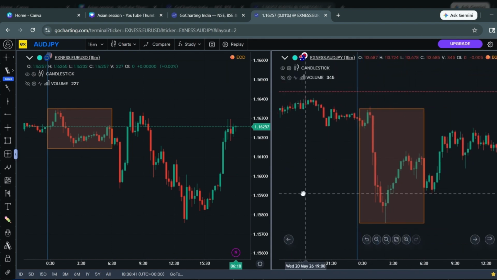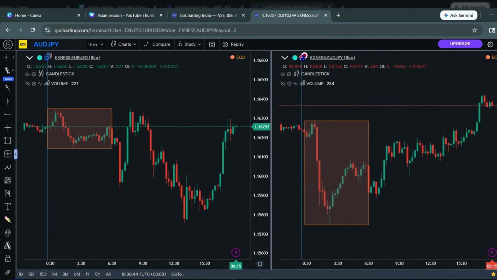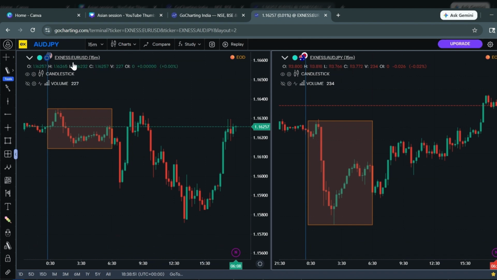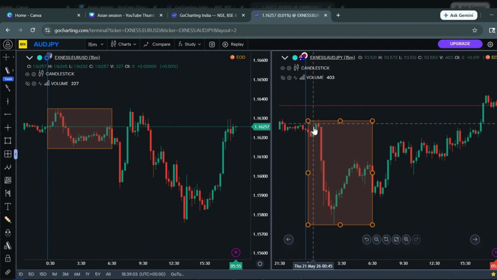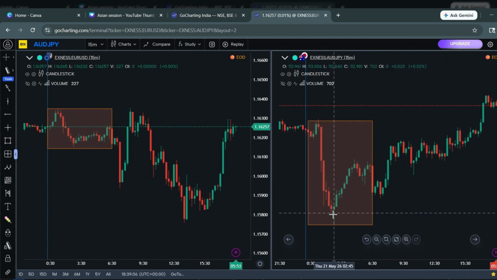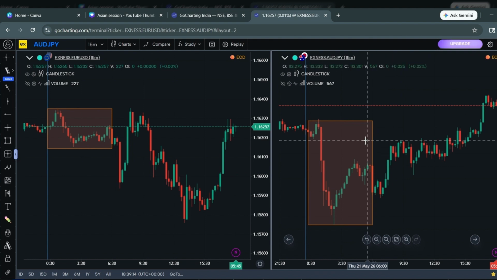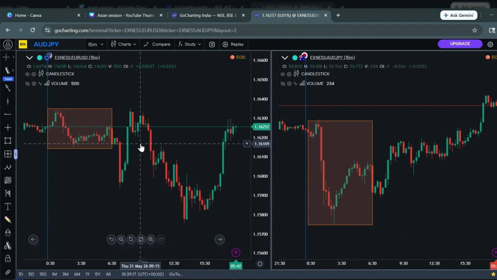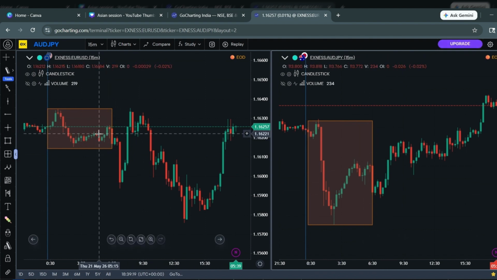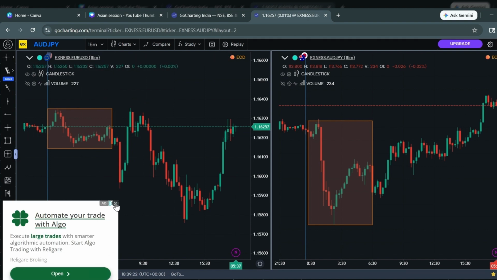Now I think you clearly see the difference between Aussie JPY and Euro USD. Here on Asian session, Euro USD went consolidation. But the same Asian session, Aussie JPY went trending. This is because Aussie dollar and Japanese yen both are actively traded on Asian session, but Euro USD is not that traded on Asian session.